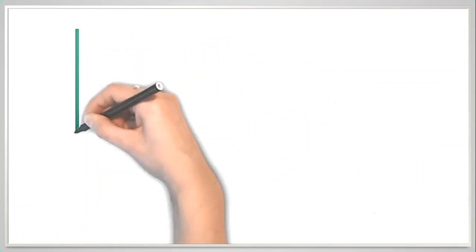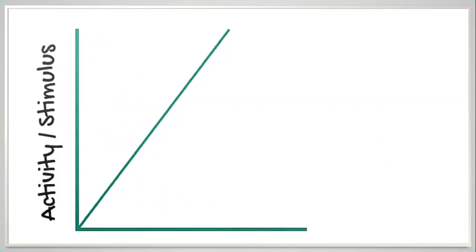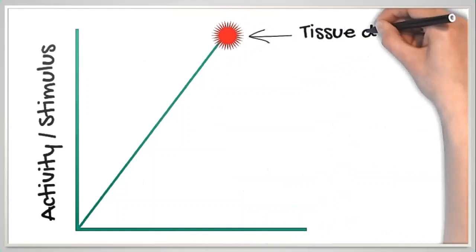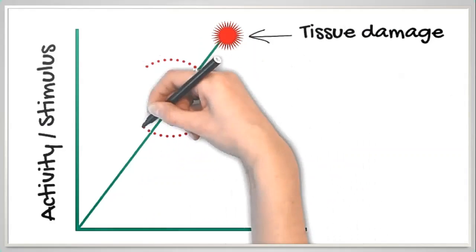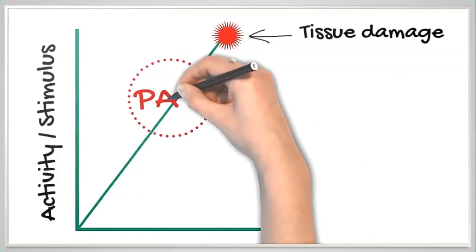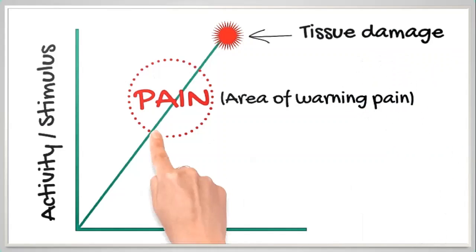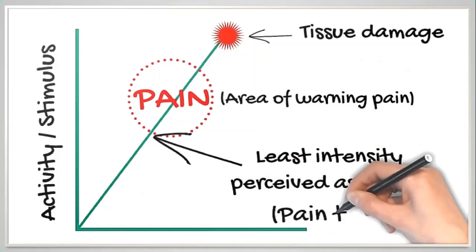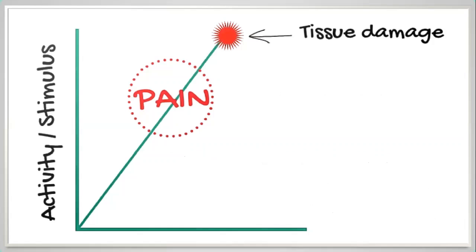So let's look at some definitions of pain. When we do an activity, such as stretching a muscle, or when we experience a stimulus such as the heat of a hot pad against our hand, there is the potential of causing tissue damage when the activity or stimulus becomes too strong. However, long before tissue damage occurs, our bodies will warn us by creating pain. Let's call this the area of warning pain. The moment when the stimulus starts to feel uncomfortable, in other words, the least intensity when we start to experience pain, is called the pain threshold.